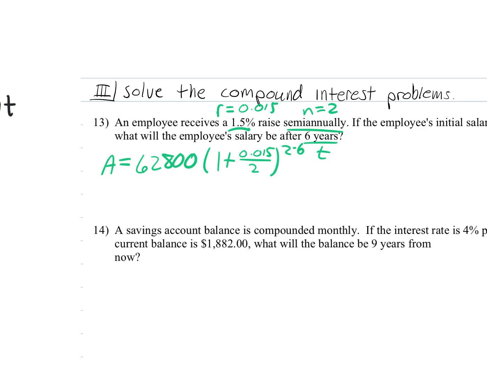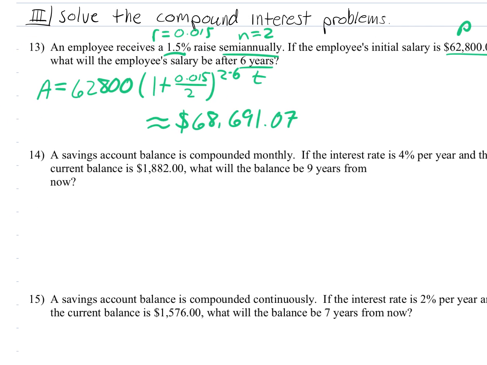Make sure you know how to use your calculator, because I can't really help you if during the test you have calculator issues. But really from here, what you would do is you would just plug it into your calculator. And if you do that, then you should get, I'm going to round to the nearest cent, $68,691.07 is how much this employee is going to get after 6 years of raises.